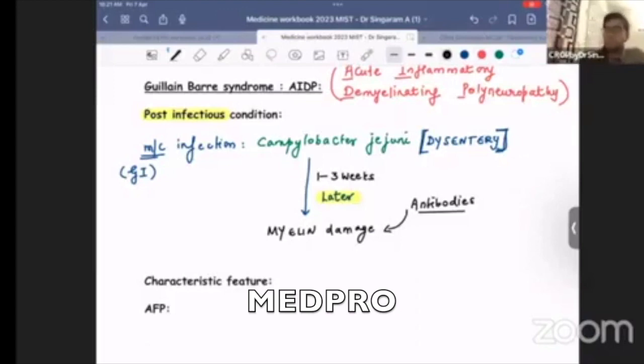What do you call this? This is what you call the concept of molecular mimicry. Because the myelin structure mimics that of the Campylobacter antigen, the antibodies will start attacking it. This is called molecular mimicry.